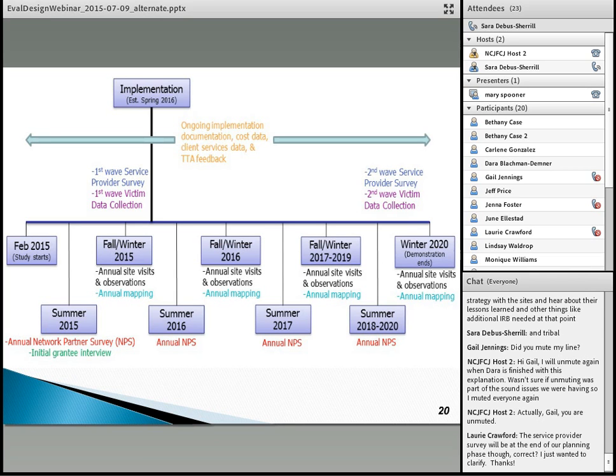So each summer, there's the annual network partner survey. This summer, there was also the initial grantee interviews, which we've already done at this point. And then in the fall or winter, we're going to see how this works out timing-wise with the sites this year. But this is around when we would be doing our annual site visits and observations, and so we would be visiting around the same time each year and talking with people involved in the project and really getting to know people and see how things are working on the ground. We also do annual mapping, so this is just a geographic map of where the partners are, and then we update that every year depending on if there are new partners or partners have left, things like that. So we can see how that looks geographically as well.